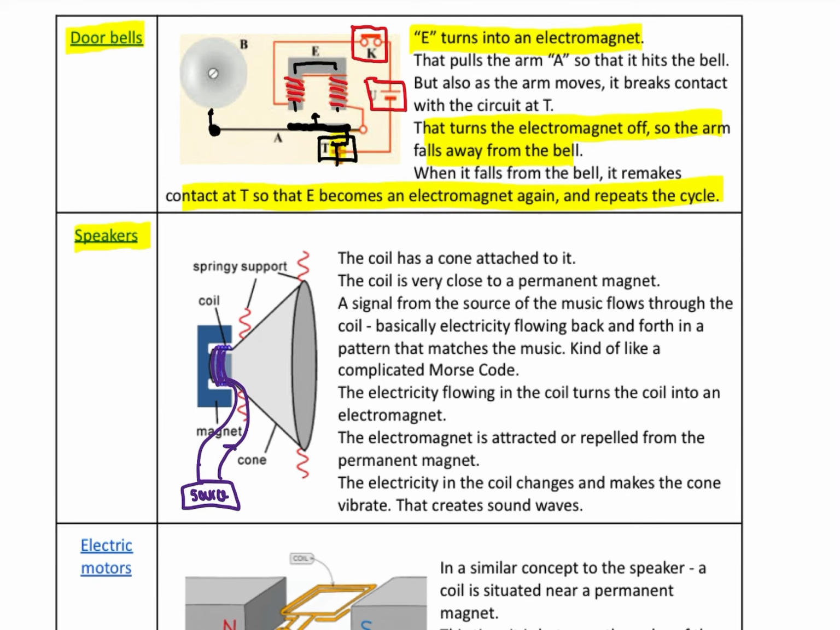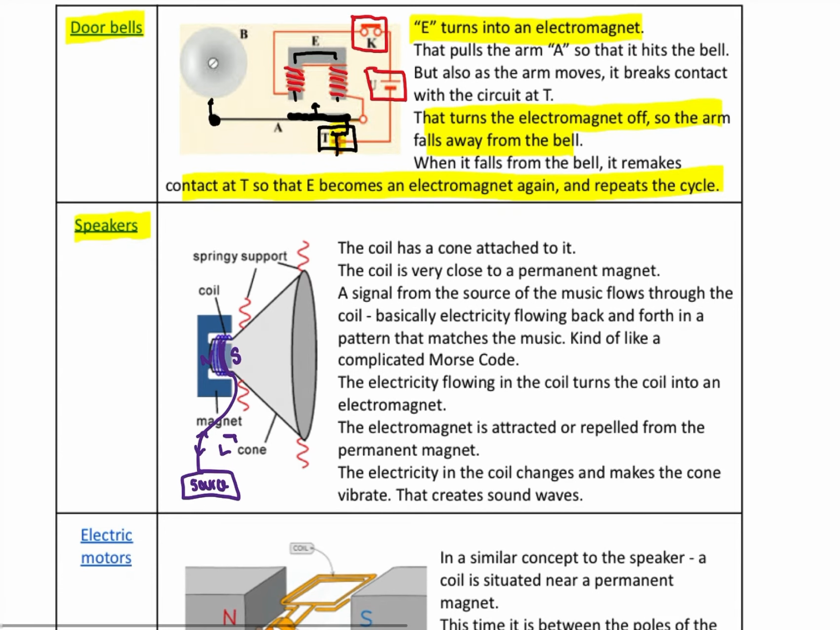So in these bluish purple wires, it's going to send electricity back and forth in a sort of complicated Morse code. As the electricity wobbles back and forth, that turns this coil into an electromagnet. Maybe for a split second there's a north pole here and a south pole here. Then maybe a split second later it switches so that there's a south pole here and a north pole here. So as that current switches back and forth, the electromagnetism of the coil switches back and forth.